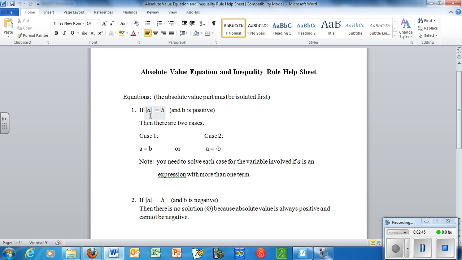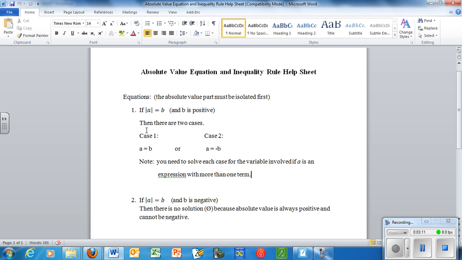When I say the absolute value must be isolated, that just means the absolute value part is the only thing on one side. Now, in this sheet, we're showing an a inside there. That could be any expression. It could be 2x plus 5 or whatever. b is on the other side. Typically, it will be a number, and sometimes it could be an expression. When you have absolute value, you have to deal with two cases, because absolute value has both a positive and a negative that give that absolute value.